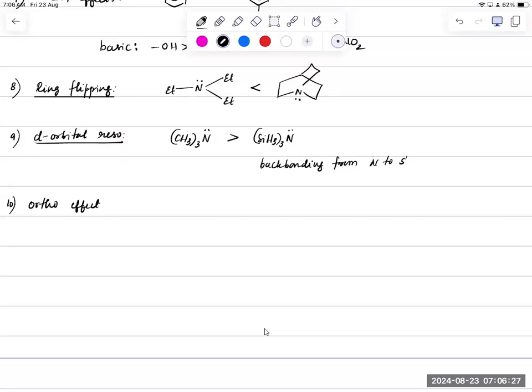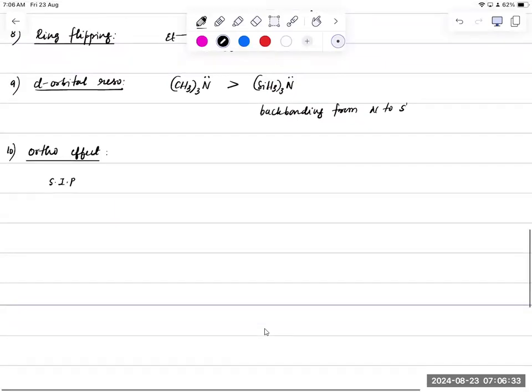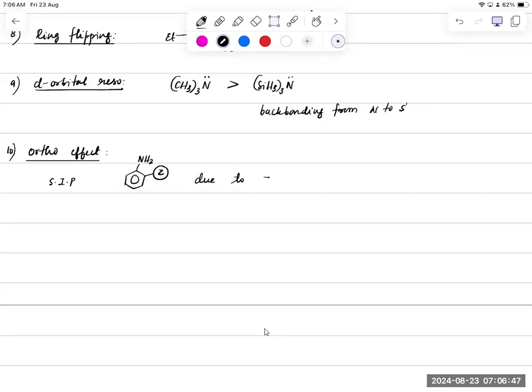Ortho effect. Ortho effect is also known as SIP, steric inhibition of protonation. Got it? That is, if you have NH2 with some group Z, any group Z, okay, due to Z, the basic character will be less than the basic nature of aniline decreases.